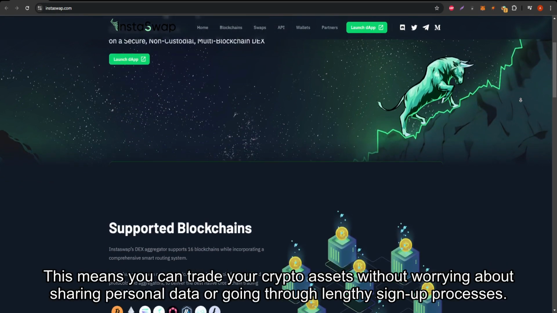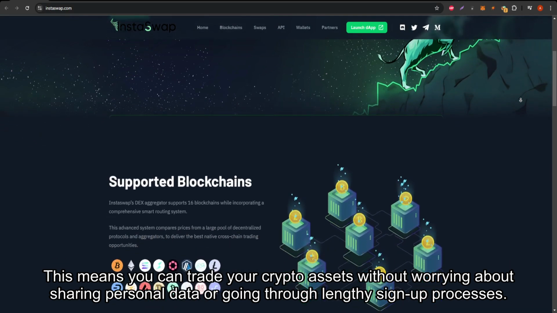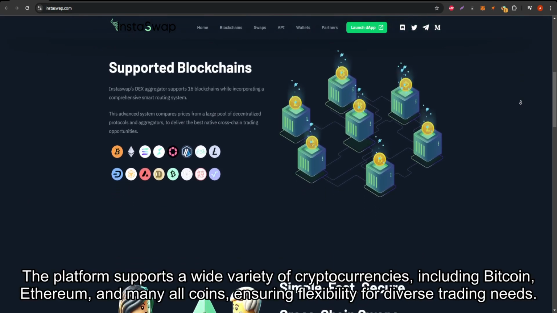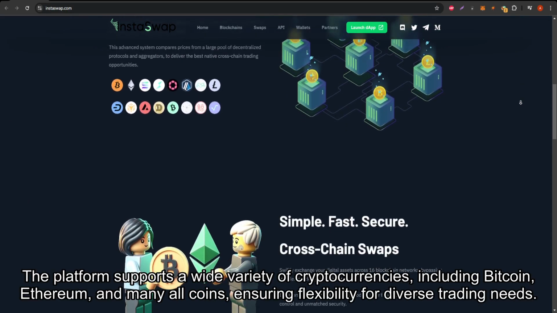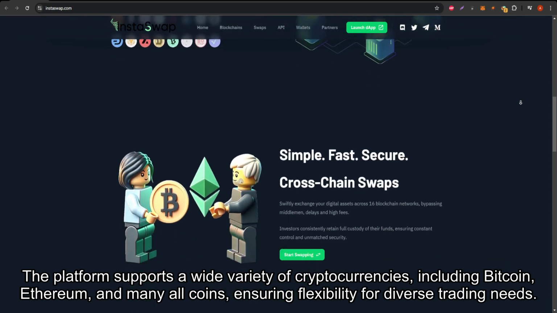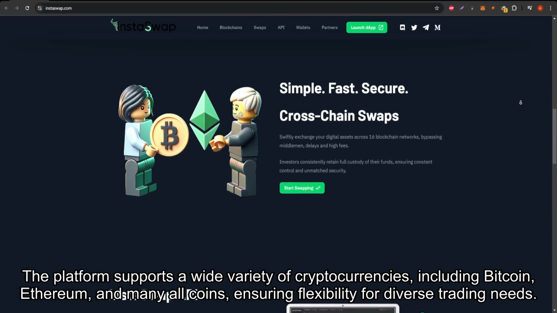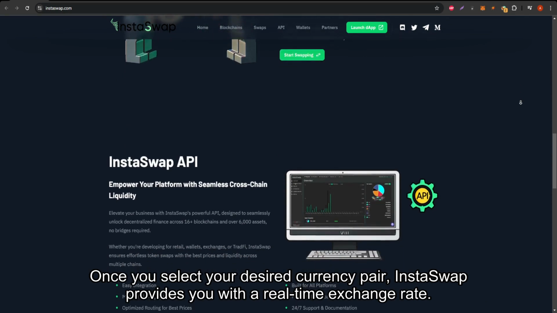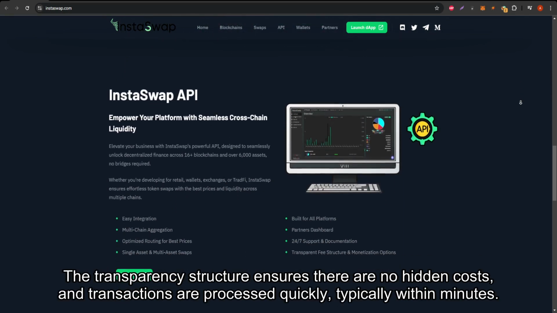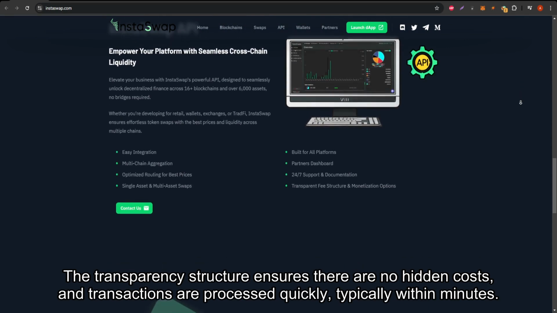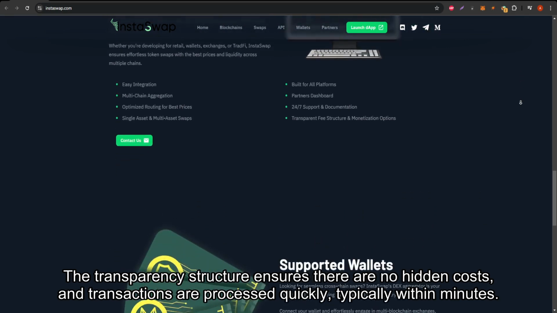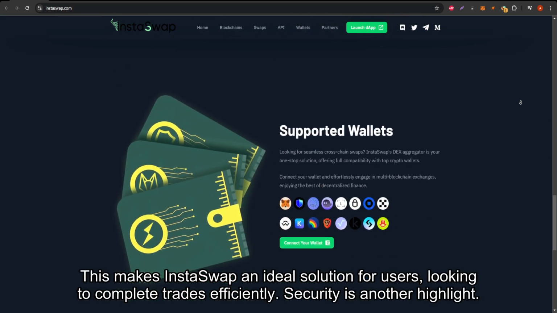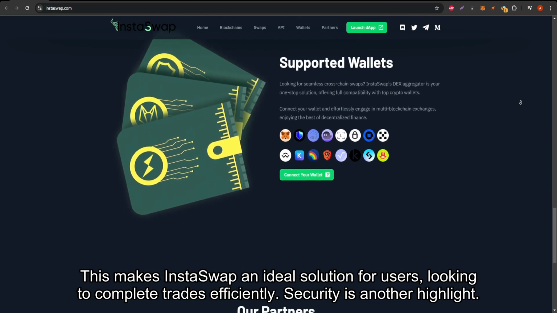This means you can trade your crypto assets without worrying about sharing personal data or going through lengthy sign-up processes. The platform supports a wide variety of cryptocurrencies, including Bitcoin, Ethereum, and many altcoins, ensuring flexibility for diverse trading needs. Once you select your desired currency pair, InstaSwap provides you with a real-time exchange rate. The transparent fee structure ensures there are no hidden costs, and transactions are processed quickly, typically within minutes. This makes InstaSwap an ideal solution for users looking to complete trades efficiently.